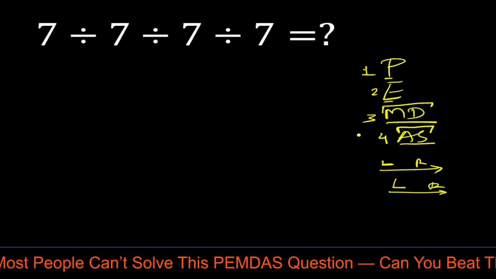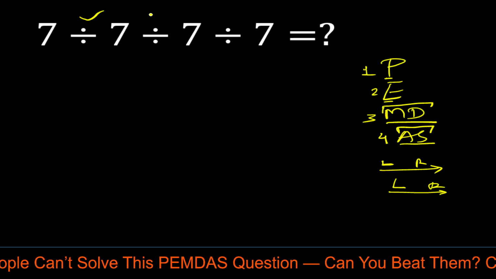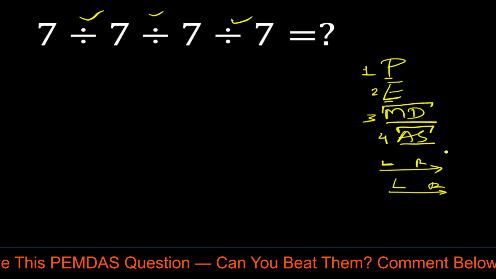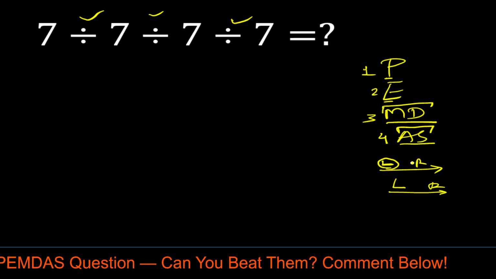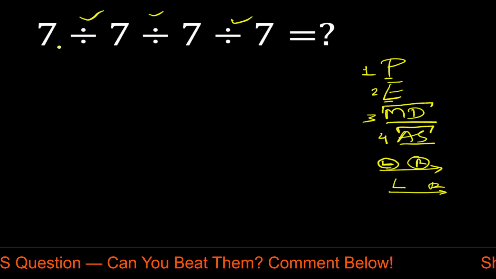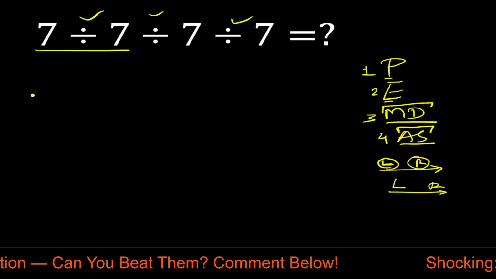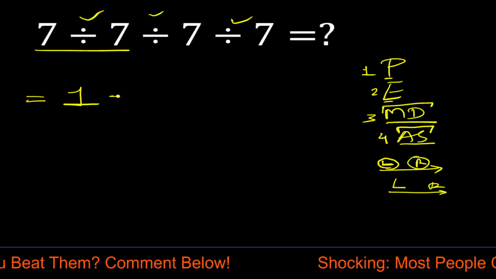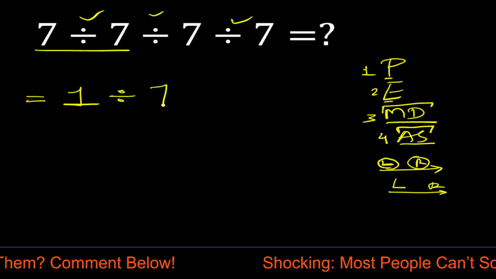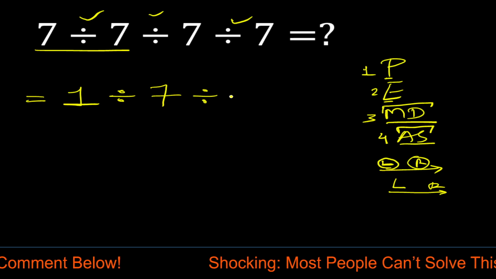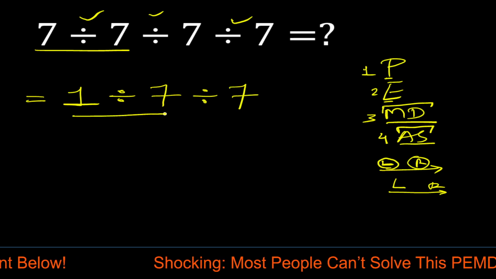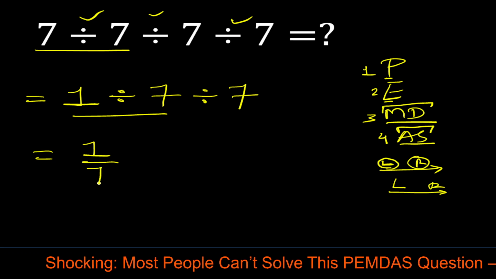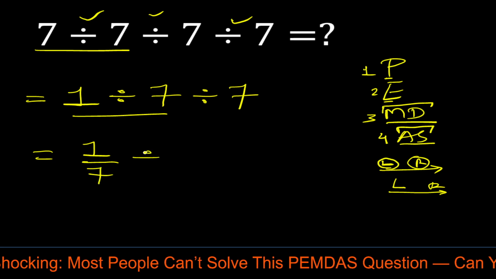So in this question, here we have division, and here division. And all have equal priority, so we have to solve it from left to right. So first we have to solve this division, right? So now 7 divided by 7 is equal to 1 divided by 7 divided by 7, right? Now 1 divided by 7 can be written as 1 upon 7 divided by 7.